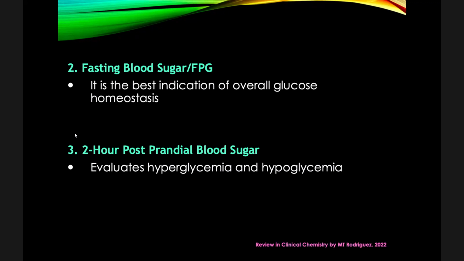If after 2 hours, take note, the concentration of blood glucose is 60 milligram per deciliter and less than 60 milligram per deciliter, that is hypoglycemia. If after 2 hours, the concentration of blood glucose is 140 or greater milligram per deciliter, that is hyperglycemia. Do not forget that. One-time blood collection.